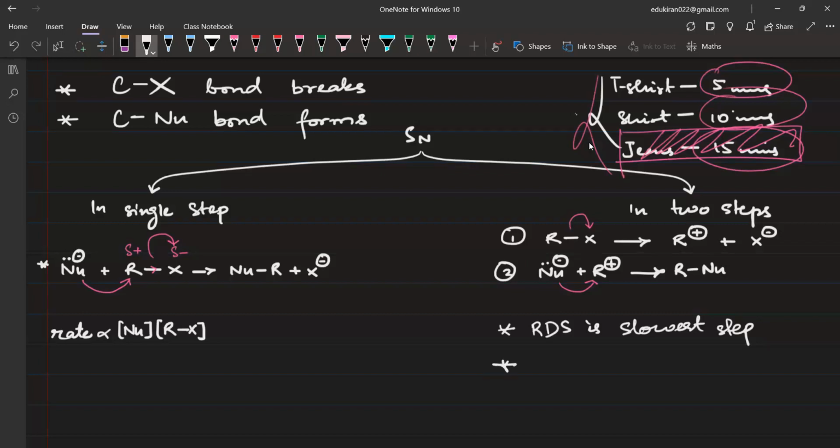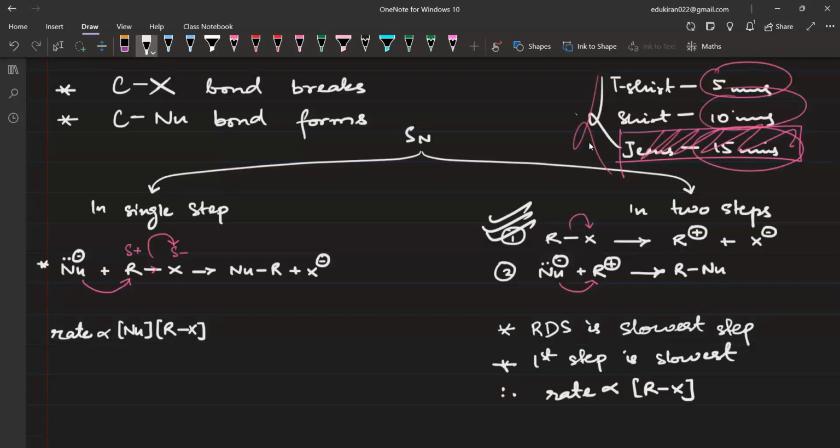So we can say that the first step is slowest, and out of the two, the first step is the slowest. Therefore, this step will only determine the rate of reaction. That means I can say that rate will be directly proportional only to the concentration of the haloalkane.